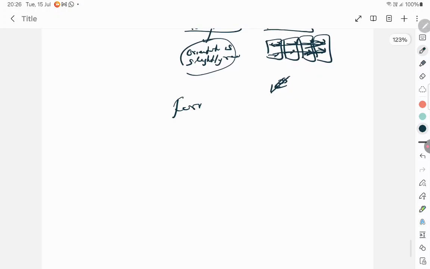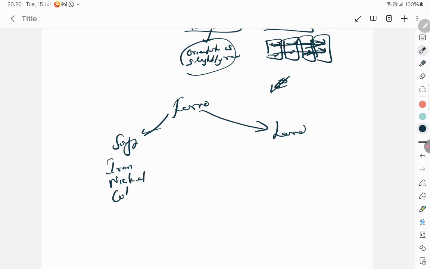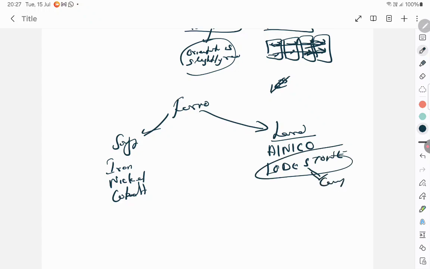In the ferromagnetic, you can also classify into a hard ferromagnetic substance and a soft ferromagnetic substance. Soft ones are whatever I said, iron, nickel and cobalt. A hard ferromagnetic substance is alnico, and then also lodestone. A compass needle is made up of lodestone, a hard ferromagnetic substance. These are the things you should know.